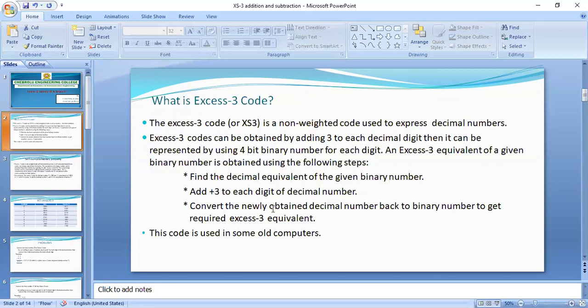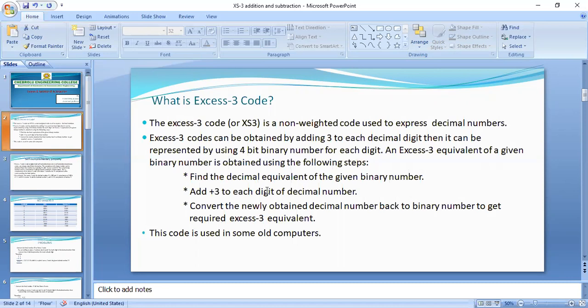Next, after adding, we will get the newly obtained decimal number. For this decimal number, you have to write the 4-bit binary equivalent for each decimal digit. That will be the XS3 equivalent for the given number. So if you want to convert any number into XS3, you should follow 3 steps.